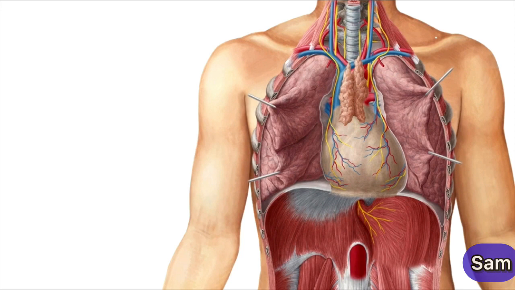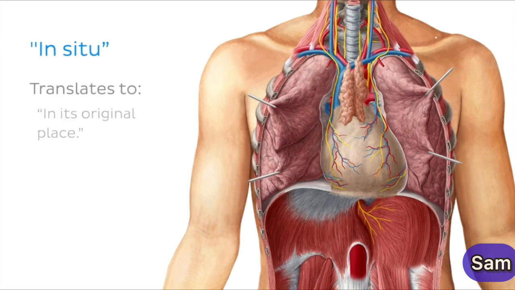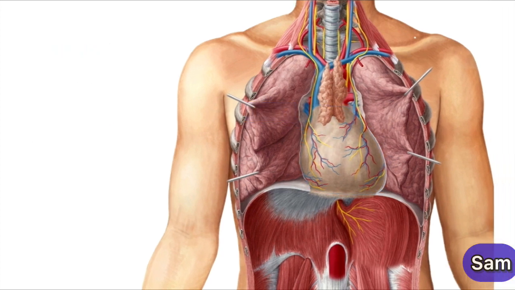Here we are looking at the thorax with the front part of the chest wall removed, and since none of the structures have been removed or disturbed, we can say that everything is in situ, which translates to in its original place. In this video, we'll focus particularly on the heart as it sits in its normal anatomical position, aka in situ. Before we delve into the nitty-gritty of our tutorial, let's briefly go over what we'll be looking at today.